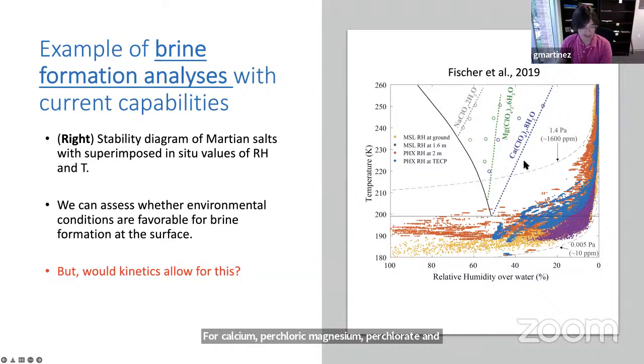So as Edgar explained before, for deliquescence to happen, for a brine to form, ideally we would like all these colors to be on the left of these dust lines. But we barely have that overlap, maybe at some point during a few minutes on a certain sol, we might have conditions compatible for brine formation.